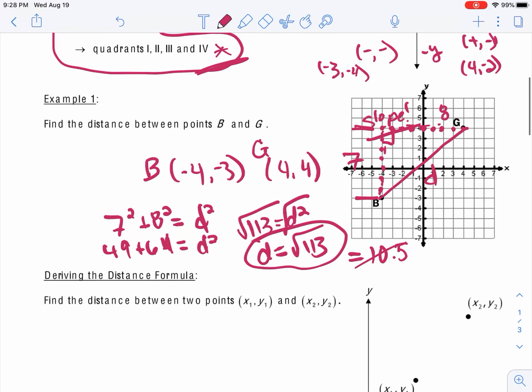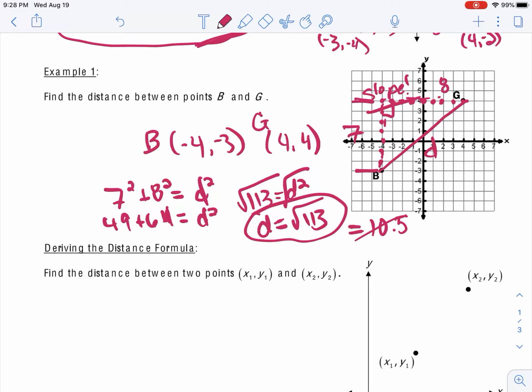If you don't want to use Pythagorean theorem, you don't want to try to count those, what if they're off the graph? What if they're too big?